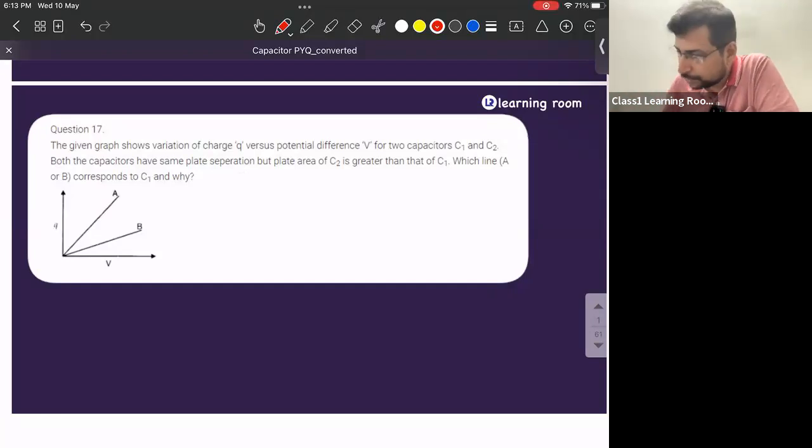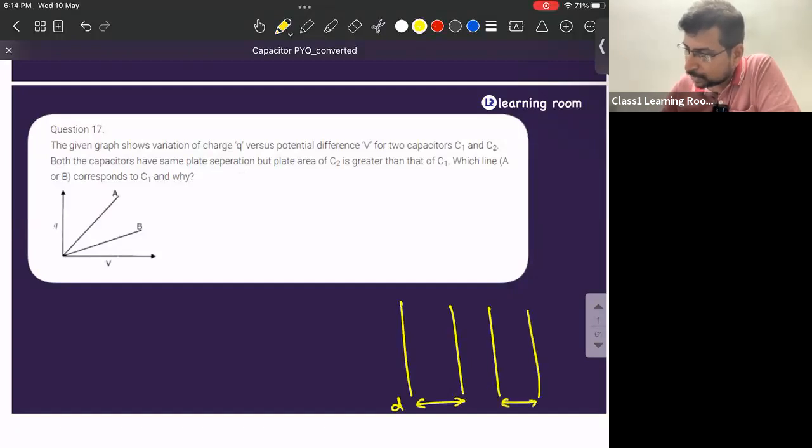So if you look at this question, there are two capacitors like this, which have the same distance of separation. C1 is here, C2 is here. But for the second capacitor, what is more? The area of cross section is more.